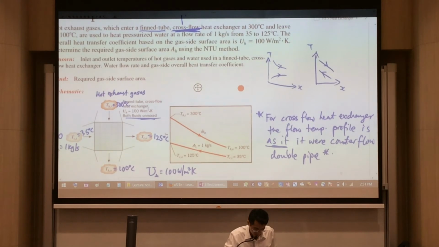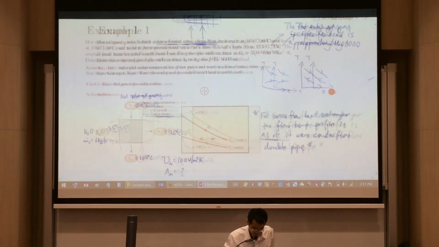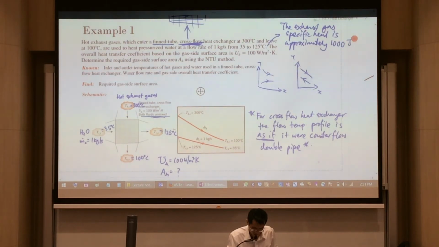There is one sentence that's missing in your question. The sentence is over here. The exhaust gas specific heat is approximately 1,000 joules per kilogram Kelvin.